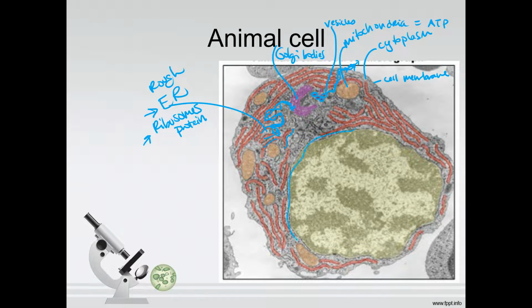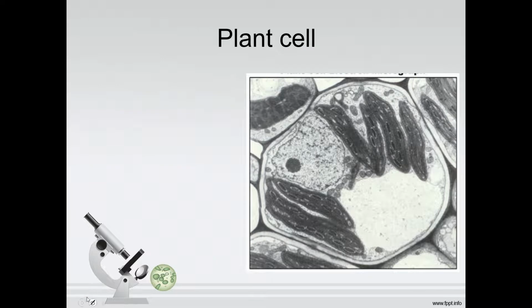How does the cell know how to make insulin? Well, of course, we have this double membrane-bound nucleus. Here's our nucleus. And inside the nucleus is our DNA. And so the instructions for making insulin are here in the DNA. Good? Good. All right.